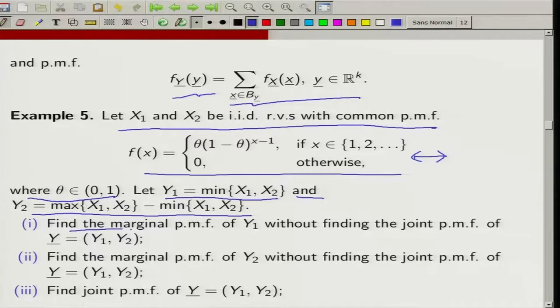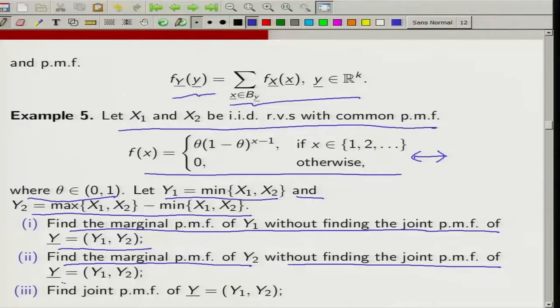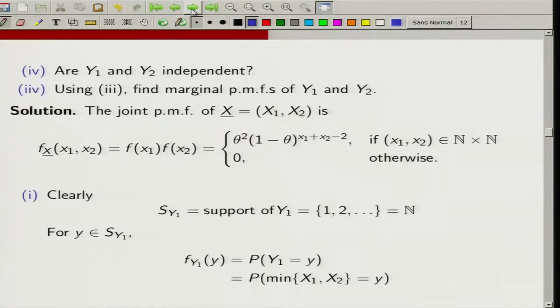In the first part, you have to find the marginal PMF of Y1 without finding the joint PMF of Y1, Y2. In the second part, you have to find the marginal PMF of Y2 without finding the joint PMF of Y1, Y2. The third part says find the joint PMF of Y1, Y2, and the fourth part says: are Y1 and Y2 independent? Then, using the third part, where you have to find the joint PMF of Y1 and Y2, find the marginal PMFs of Y1 and Y2.